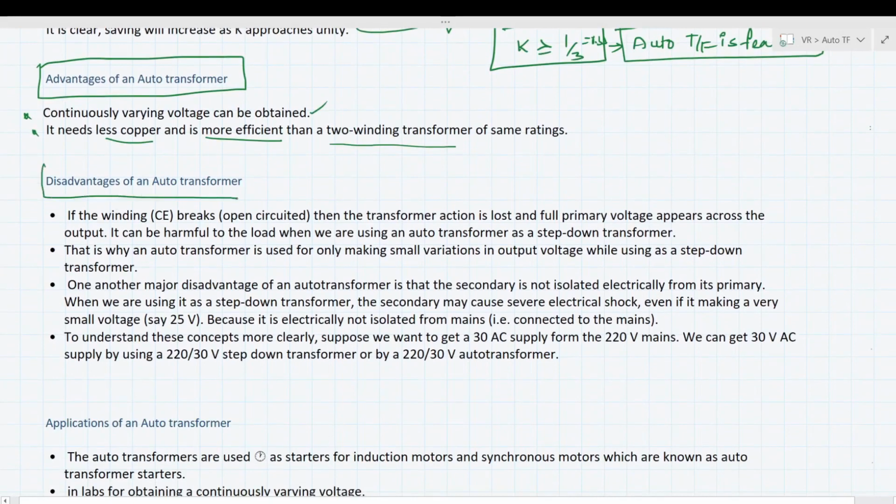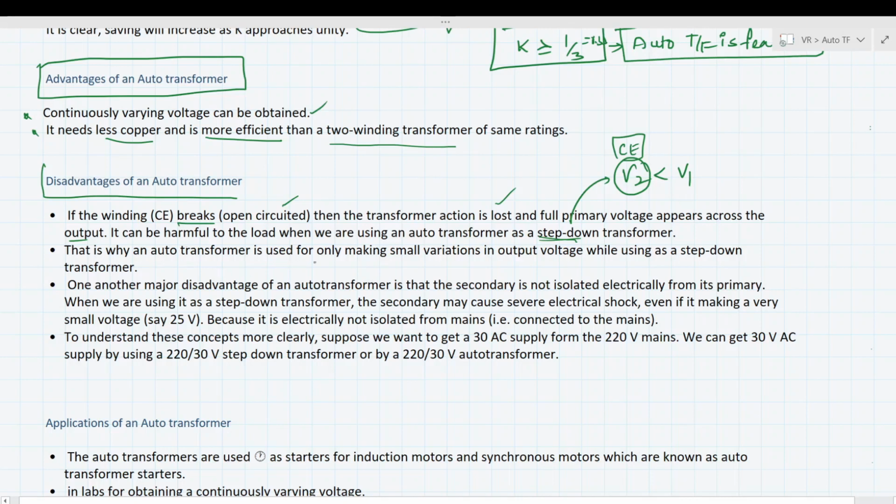And what are the disadvantages of an auto transformer? If CE breaks, that means the output terminal is open circuited, then the transformer action is lost and the full primary voltage appears across the output. It can be harmful to the load when we are using the auto transformer as a step down transformer, because a step down transformer is supposed to give V2 less than V1. If terminals C and E are broken, V2 will be equal to V1, so more voltage is applied across the load, which is dangerous.